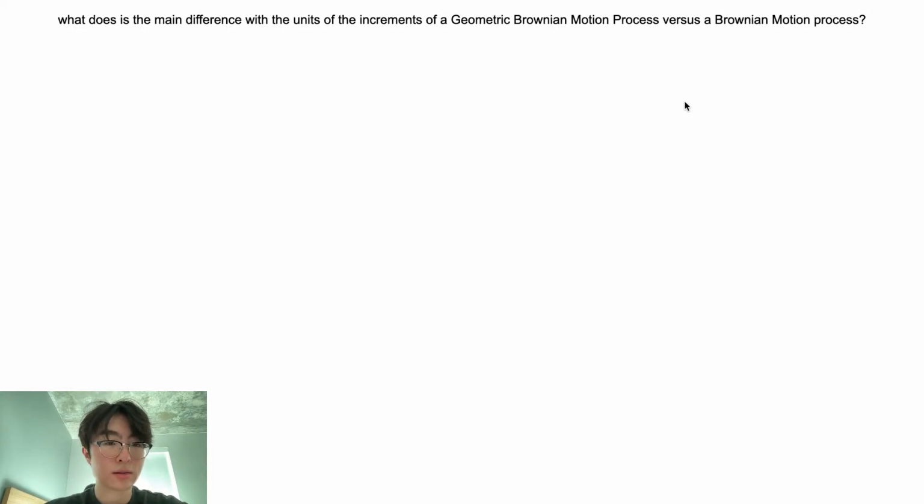What is the main difference with the units of increments of geometric Brownian motion versus Brownian motion? In geometric Brownian motion, we're looking at a ratio of prices at different times. In a Brownian motion process, the increment is looking at the difference in the price at different times.